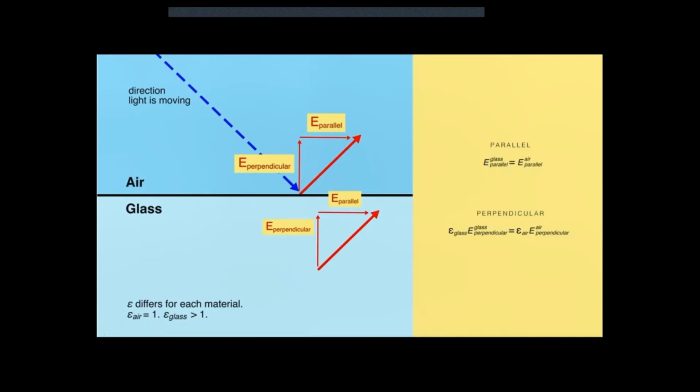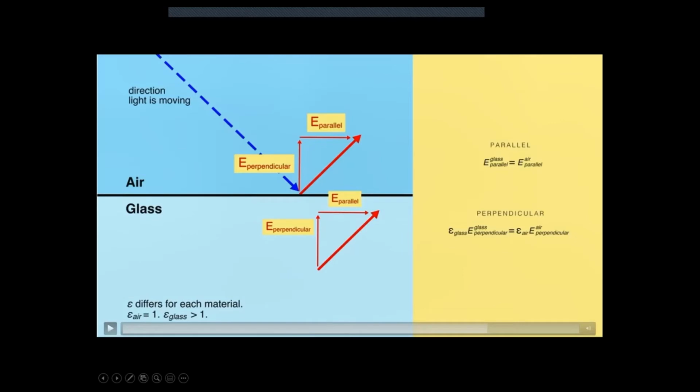Okay, so that's the explanation that he goes with. The parallel component on this side of the boundary and on that side of the boundary is not going to change. The perpendicular component, when it enters into glass, the glass is an insulator, it's a dielectric, guys. It's a dielectric. So what happens to glass?